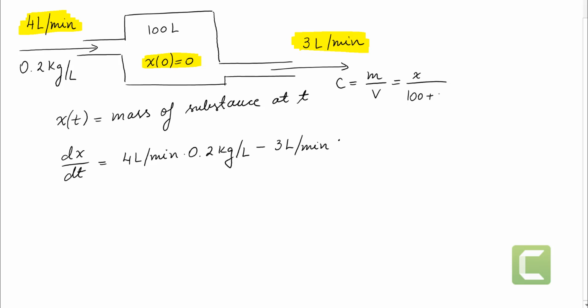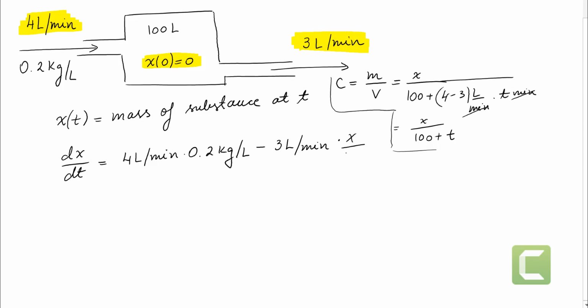So plus 1, or let's say 4 minus 3, so that we know from where it came, 4 minus 3 liter per minute times t, which is in minutes. So I hope it's going to make sense that we are going to end up just with x over 100 plus t. That would make it liters. So here would be the concentration, so times x over 100 plus t.